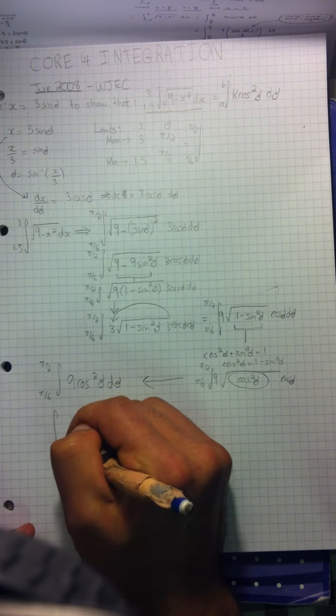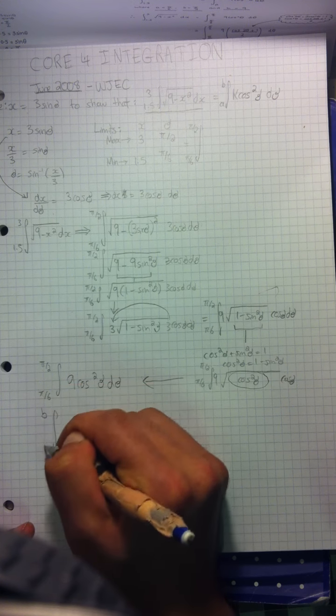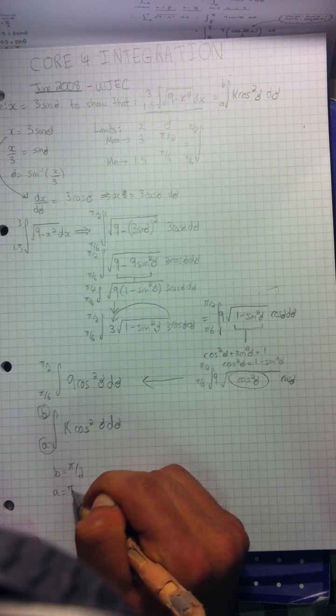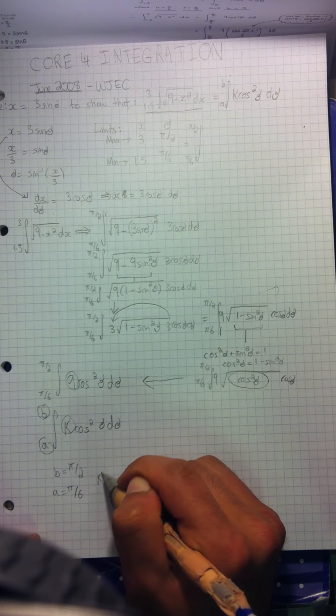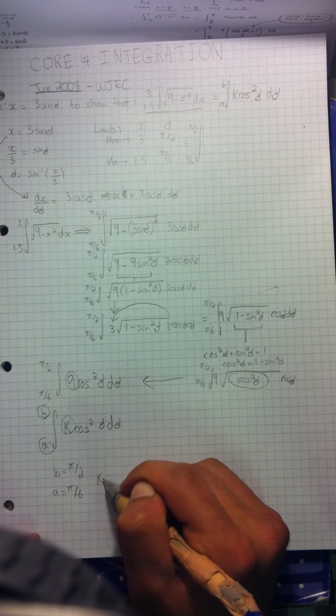So now I can compare this to the original question, which asked me for b, a, k, cos squared theta d theta. So now looking at this, I can tell that b equals pi over 2, a equals pi over 6, k equals 9. So that's the answer to the question.